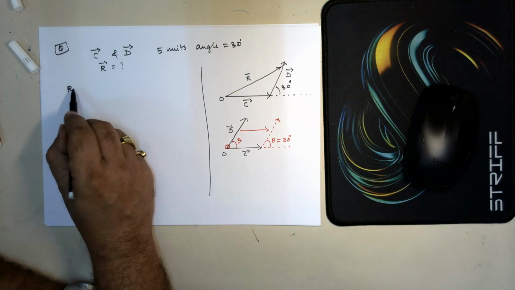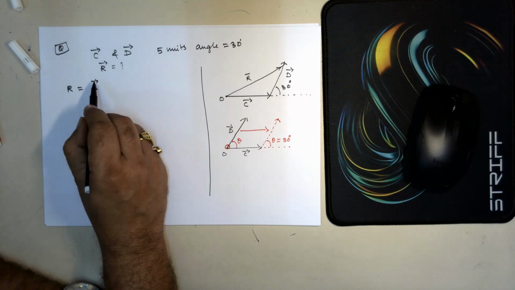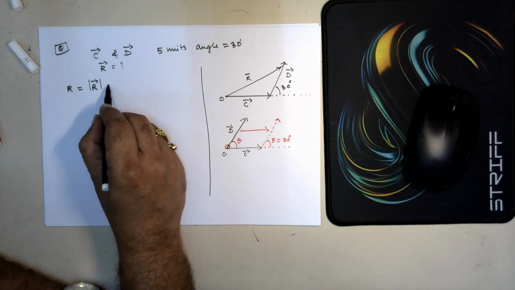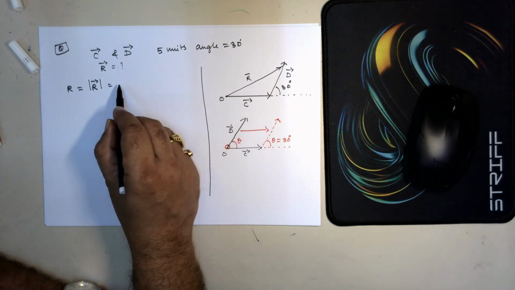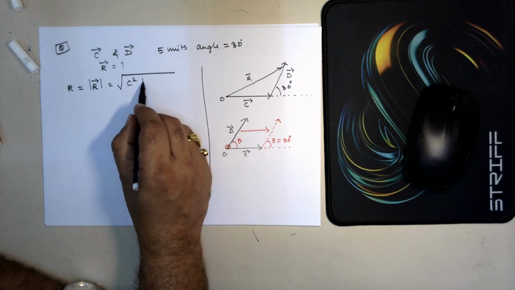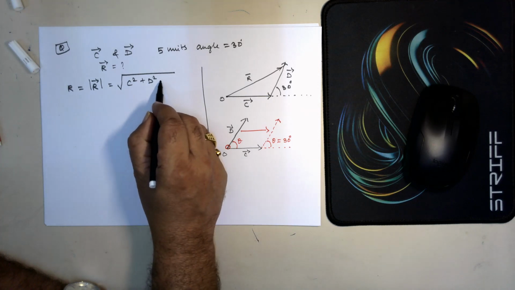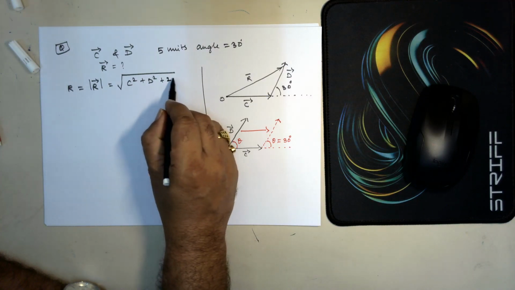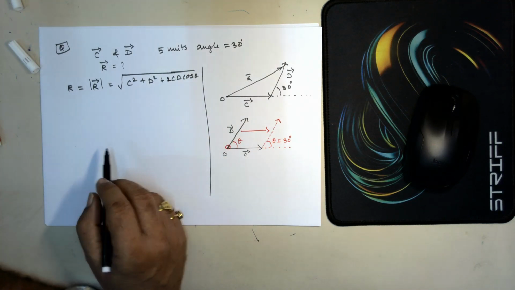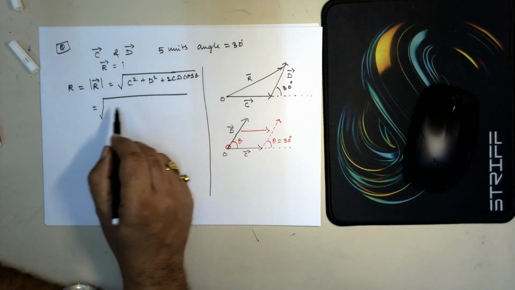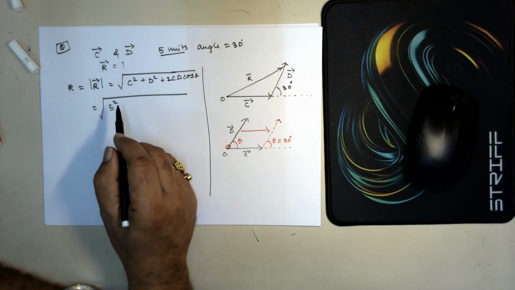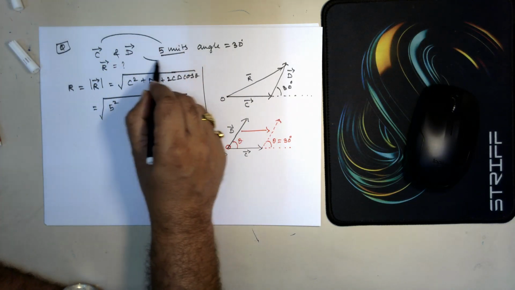Now, what is the formula? Let us find out the magnitude first. What do you mean by R? Which is nothing but the magnitude, that is the modulus of vector R, is equal to, what is the formula? The whole square root of C squared plus D squared plus 2CD cos theta. Now let us substitute. What is C? The magnitude is 5 units, right? And this is also 5 units. Both of them are 5 units.